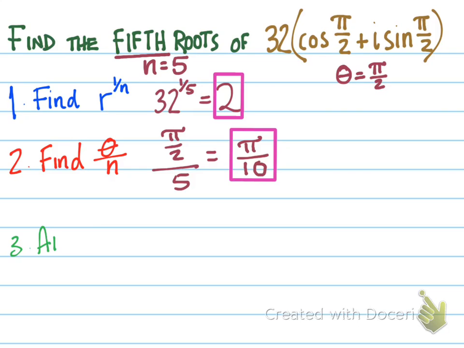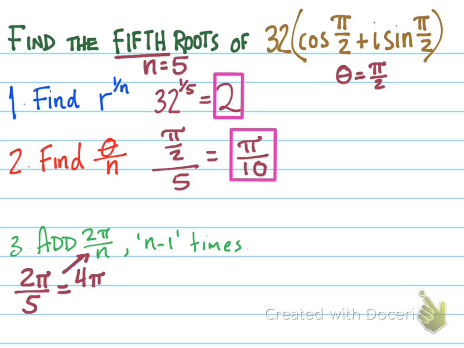The next step is to add 2 pi over n, n minus 1 times. Well, just think about that. I mean, that literally is what we're going to do. Let's just think about how it works. 2 pi over n means 2 pi over 5, right? I'm going to convert that to 4 pi over 10 because I'm going to add it to pi over 10, so that I have a nice common denominator. Now n minus 1 times, well, that equals 4, right? n equals 5, so n minus 1 is 4. So we're going to add 4 pi over 10 to our theta, pi over 10. We're going to add that 4 times.